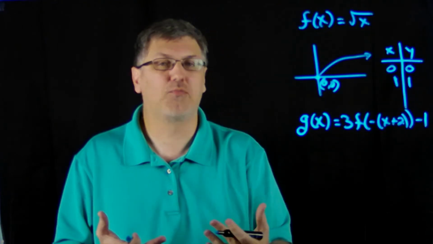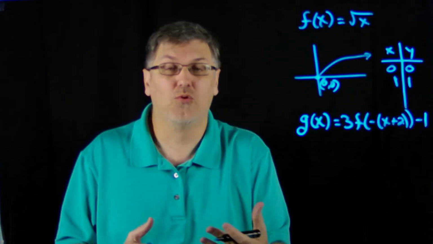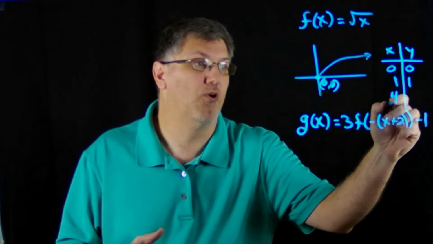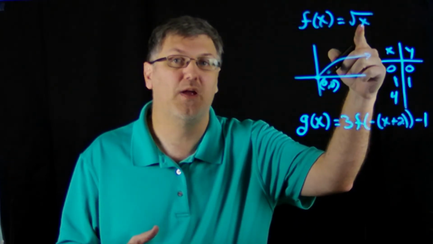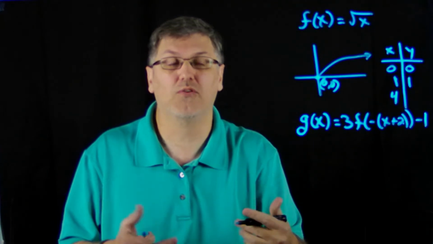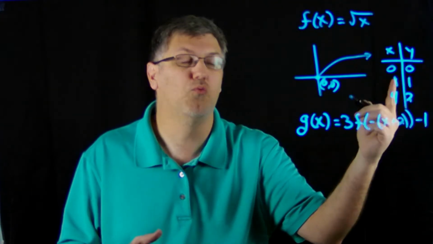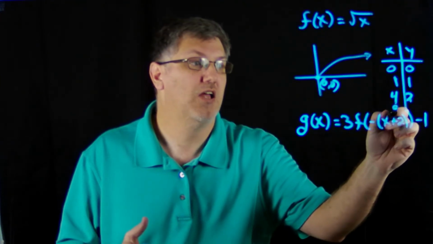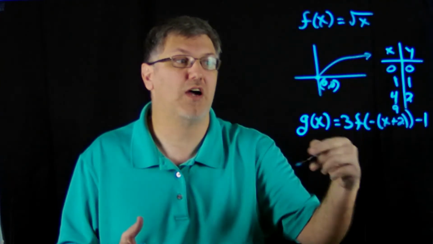Now I'm going to go to the next perfect square. Well, that's not 2, nor is it 3. So I want to pick 4. At 4, I put 4 in for my x, I get 2. The square root of 4 is 2. And let's do one more. The next perfect square is going to be 9, and I put that in here. The square root of 9 is 3.